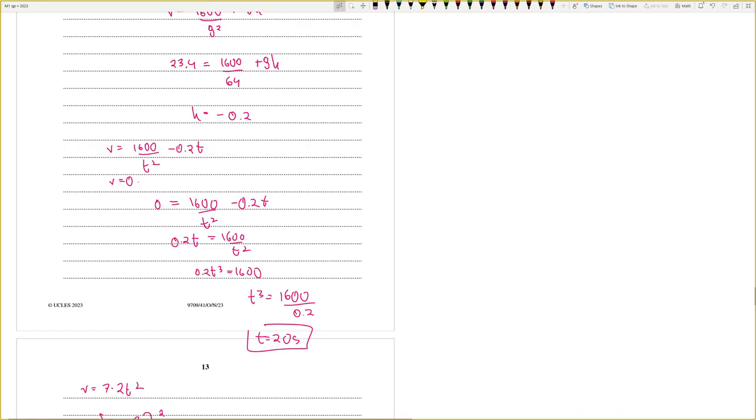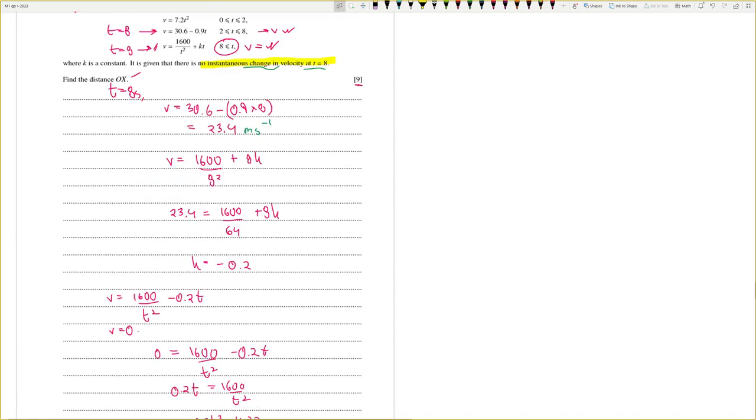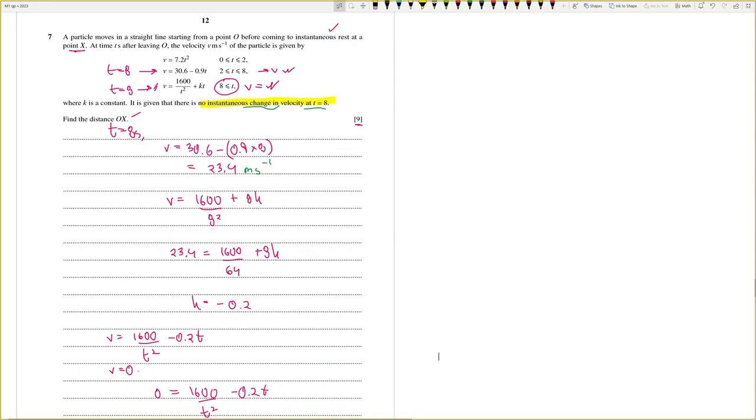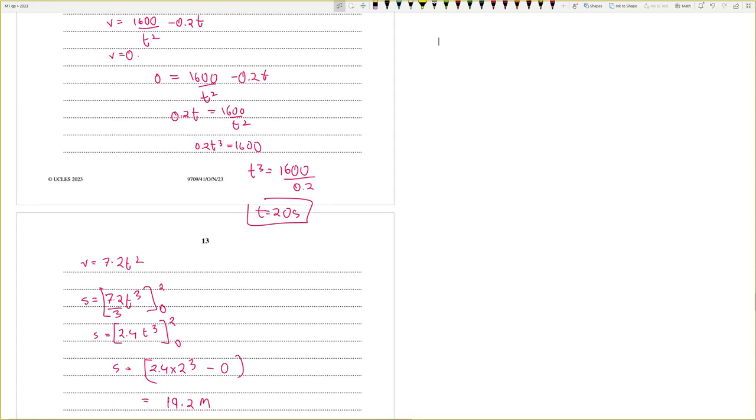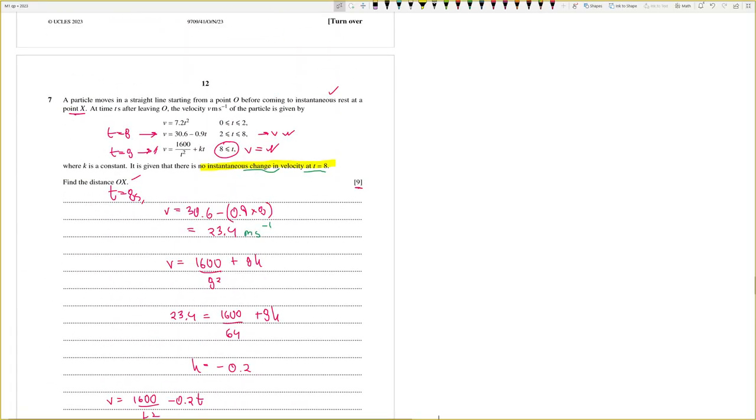To find out when it comes to rest, we have to try each equation individually. For example, I try with equation number 1. I actually didn't try with equation 1, because look, if you tried with equation 1, v is equal to 7.2 t square. So 0 is equal to 7.2 t square. So t is equal to 0. So it starts from rest. This isn't giving us any info.